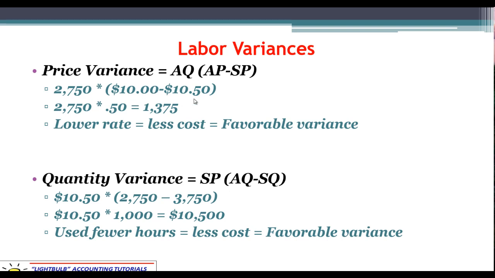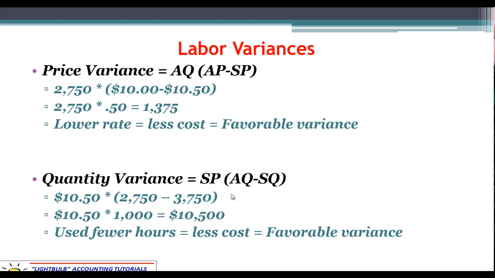Now the difference between our two prices is 50 cents. We were expected to use 10.50. We used 50 cents per hour less. So it's going to be a favorable variance. We have to multiply that by the actual quantity of 2750, and we get an overall variance of 1375. We had a lower rate, gives us less cost, that saves us money, it's favorable.